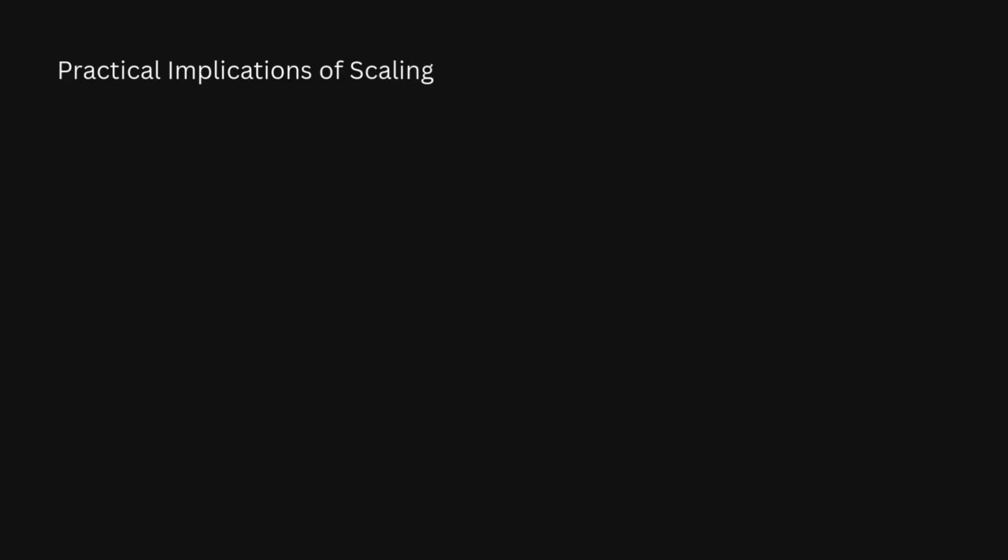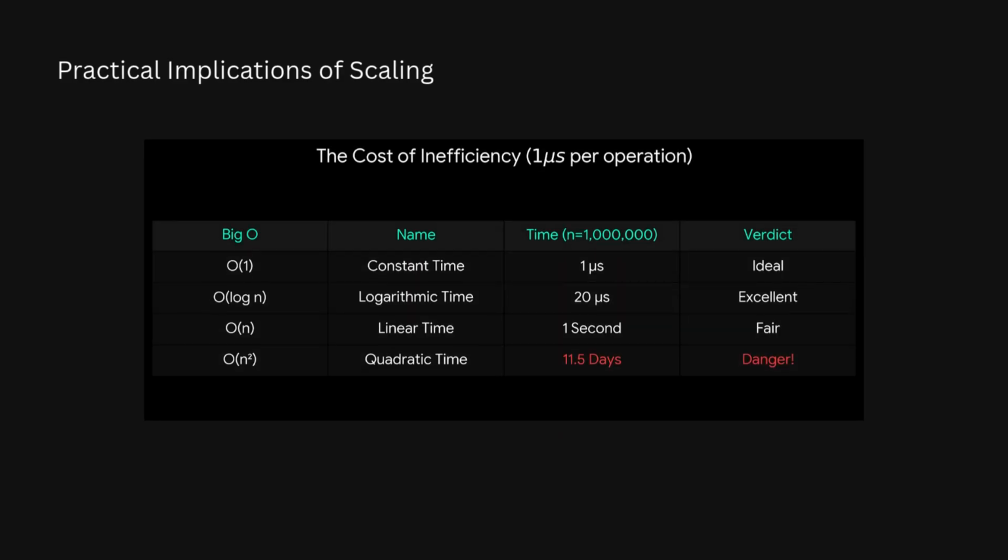Practical implications for scaling. Let's see what this means for user growth. Suppose each operation takes 1 microsecond. O(1) gives 1 microsecond for any number of users. O(log n) is 20 microseconds for 1 million users. O(n) is 1 second for 1 million users, and O(n squared) is 12 days for 10,000 users.